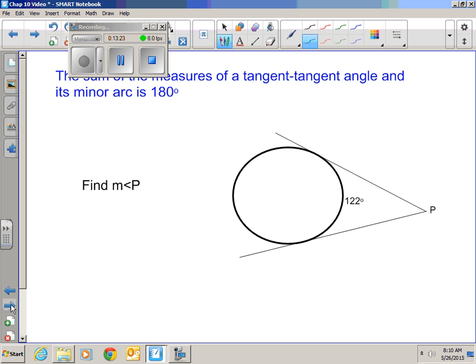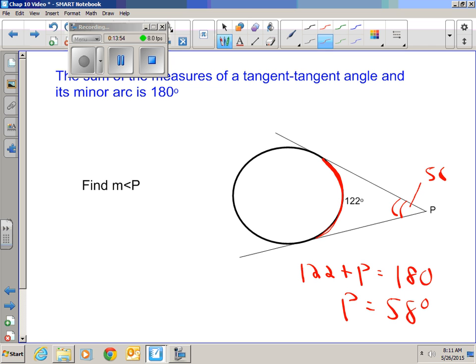One more thing you need to know, and this is just a little bit of math, but it's a little shortcut. The sum of the measures of a tangent angle and its minor arc is always 180. So in other words, this angle plus this arc will always equal 180. So 122 plus P is equal to 180. The measure of that angle must be, let's see, 180 minus 122, 58. So this angle is 58 degrees.